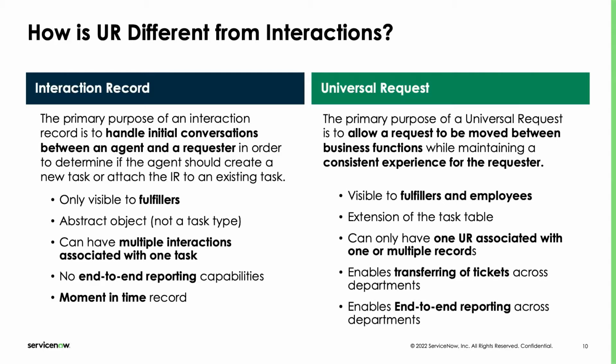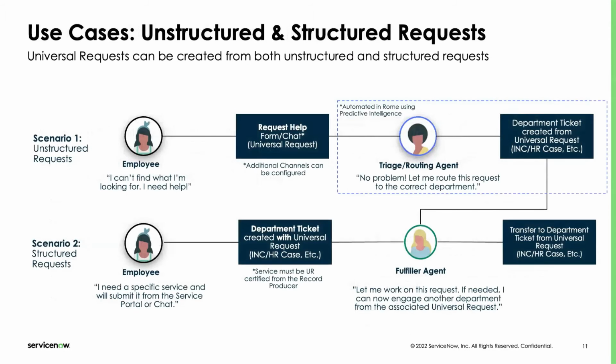You can now transfer tickets from one department to another department without really losing the context or the entire flow of the request, which is not possible using an interaction record. An interaction record, as I said, is a moment-in-time record. It's a temporary thing which is used to hold information until the point our actual request is getting created. So that's definitely one of the top questions, and I'm pretty sure some of you might already have had that question. This is the reason we have this right up in the beginning.